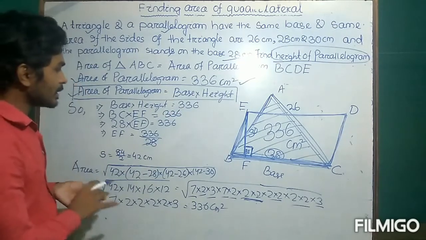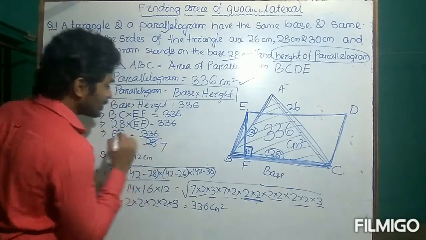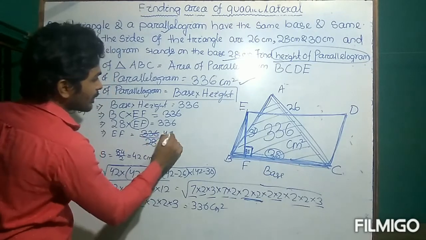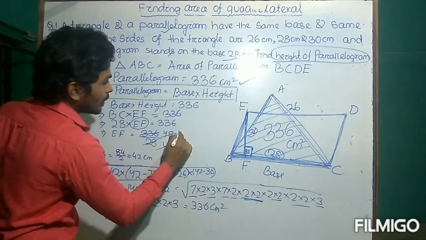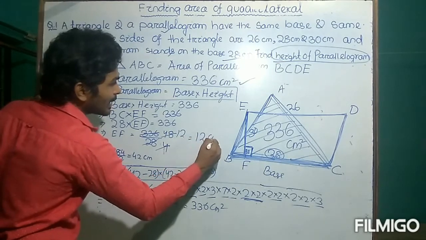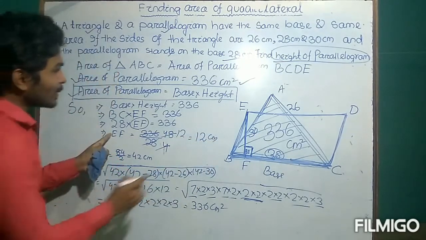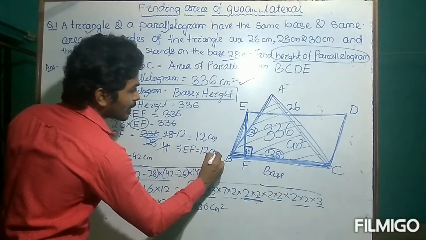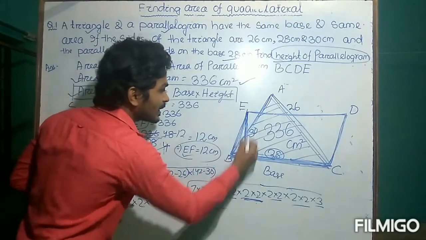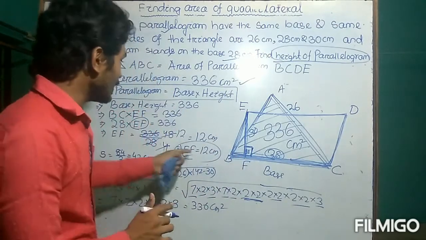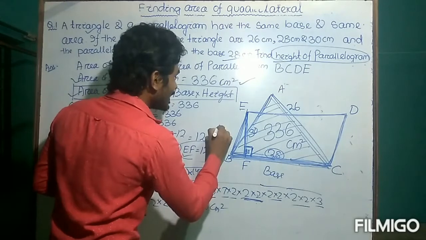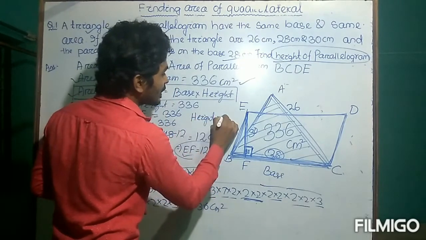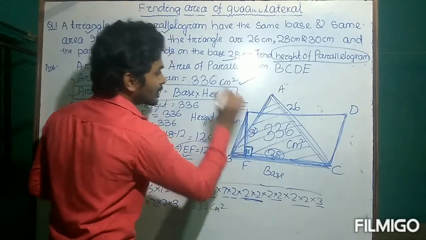Clear? Now cancel it by 7. 7 4s are 28, 7 4 28. 7 8s are 56... then 4 1 4, 2. That is 12 centimeter. So what do we get? We get the value of EF is 12 centimeter. And that EF is nothing but the height of the parallelogram. So we can write, height of the parallelogram is 12 centimeter.